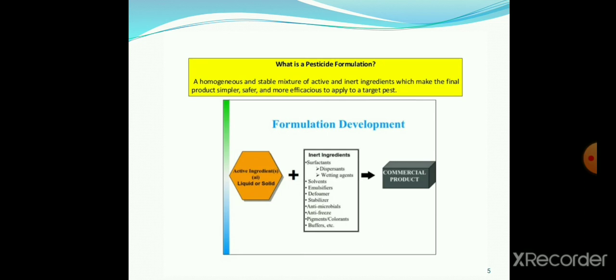It is a homogeneous and stable mixture of two components, active and inert ingredient, which makes the final product simple, safer, and more effective to apply to the target pest on the crop plant. That is called a pesticide formulation. There are different abbreviations for pesticide formulation. In the farm where pesticides are used, the pesticide bottles have different abbreviations. Let's see what these different abbreviations and their meanings are.